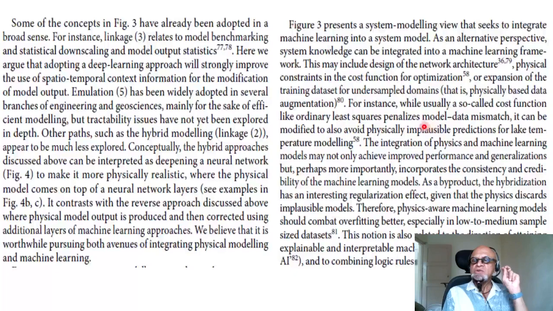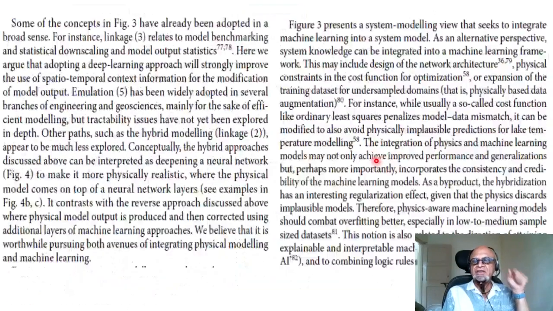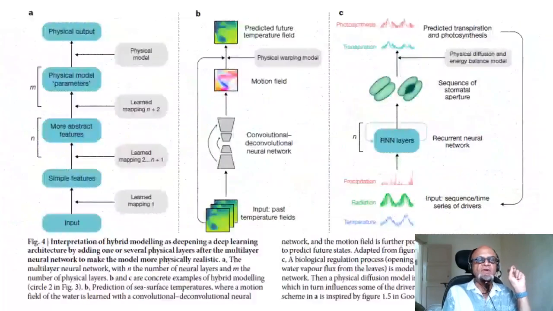For instance, while usually a so-called cost function like ordinary least squares penalizes the model data mismatch, it can be modified to also avoid physically implausible predictions for lake temperature modeling. So this we already said before here, so I'm just going to read that in this context a little bit. So this notion is also related to the direction of attaining explainable and interpretable machine learning models, as we said before. So what is figure 4 then?